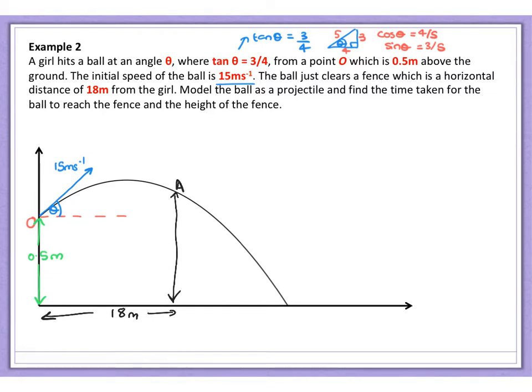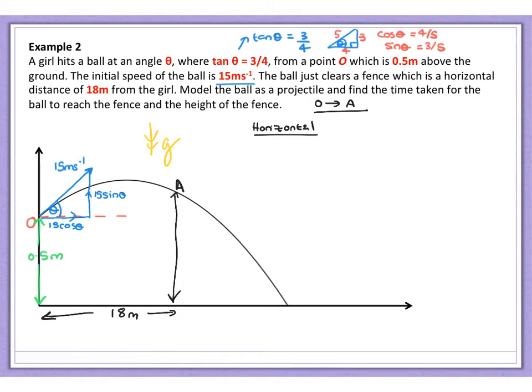So let's mark on the acceleration due to gravity downwards, g metres per second squared, and let's split the motion into horizontal and vertical components, looking at the journey moving from O through to A. So horizontally, first of all, we know that speed equals distance over time. We haven't written in these components of the speed, so let's go back and do that. There is a horizontal component of the speed, which is 15 cos theta, and a vertical component, which is 15 sine theta.